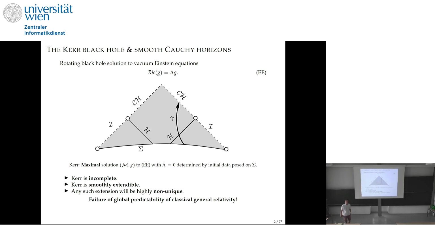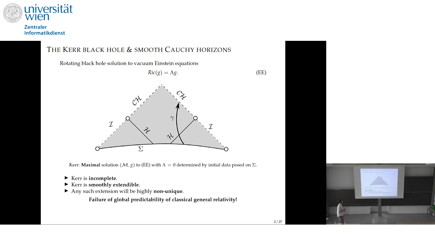So there are infinitely many smooth extensions, which are compatible with the initial data, and the initial data are complete. Of course, if you didn't have complete initial data, then this is trivial. You just have to extend the initial data, but here the problem arises despite having complete initial data, and that is the problem of strong cosmic censorship. Because this would correspond to a failure of global predictability of the initial value problem in classical relativity.